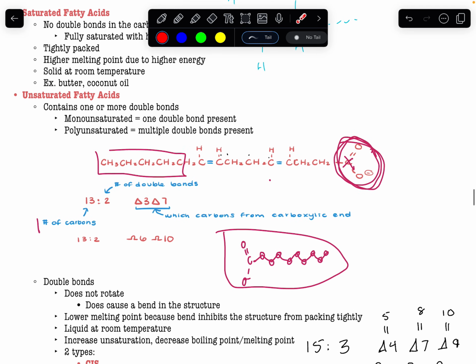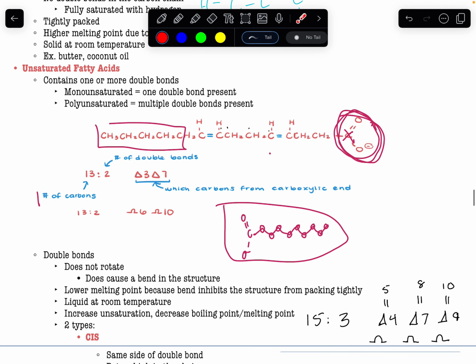Besides that, that should get you through counting carbons, just being able to see these cues, recognizing what's saturated, what's unsaturated, as well as recognizing which way to count for delta and which way to count for omega.